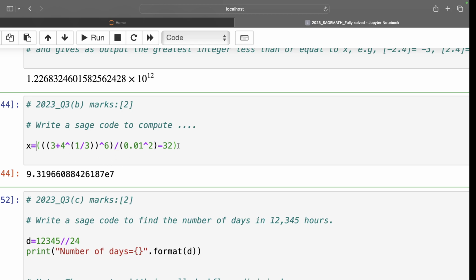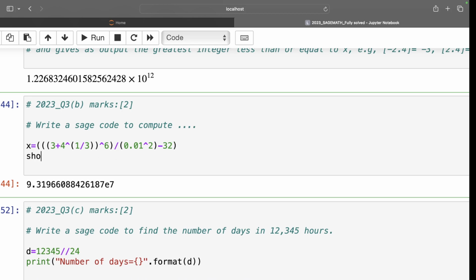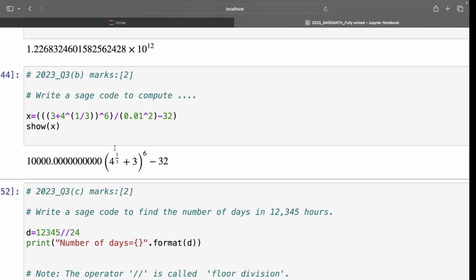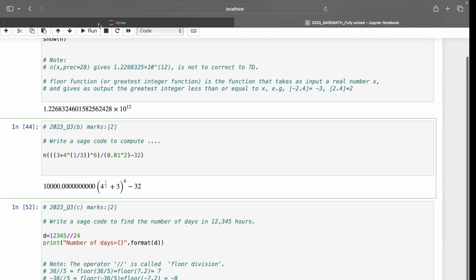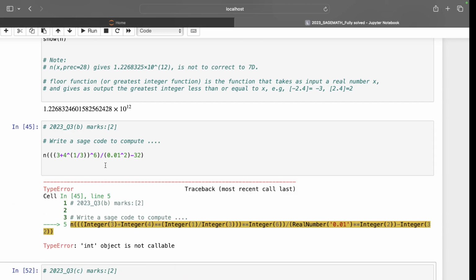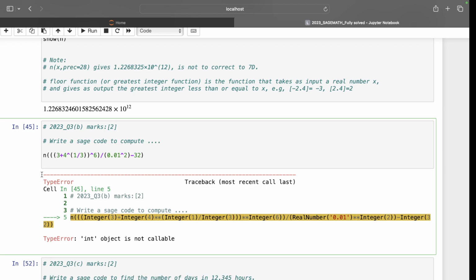x equal to this. Actually this is not a numerical approximation, and for that we put here numerical_approx. Integer object not callable.